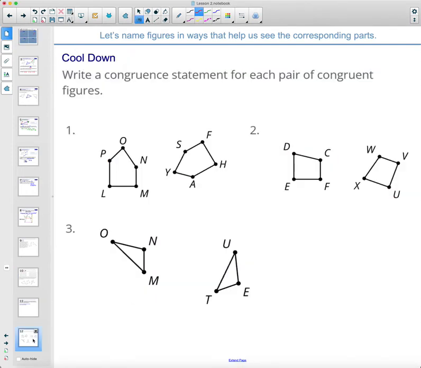So then try this congruence statement with the people around you to practice writing these in the correct order. Be sure to pause the video and then come back to check your answers.